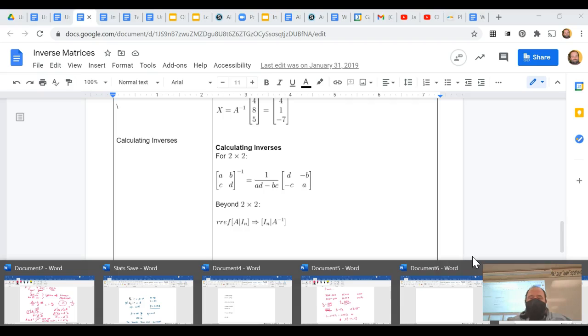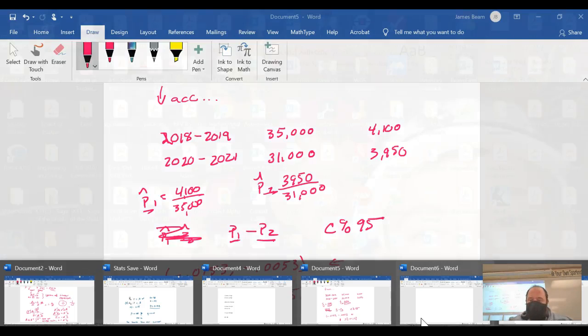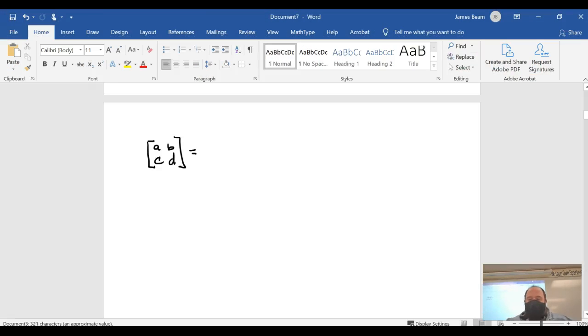If I have this matrix right here, right? It's A times D minus B times C. Switch the A and the D, make the B and the C negative. That will get me an inverse for a 2 by 2 matrix. Knowing how to do that is something you need to know how to do.